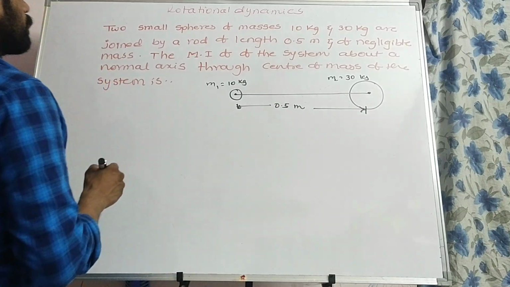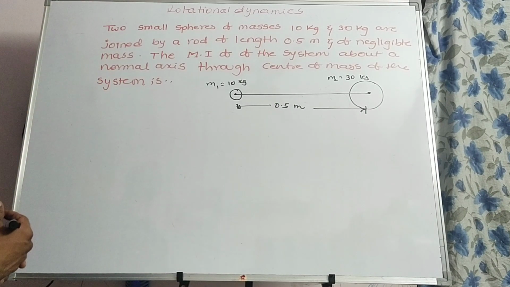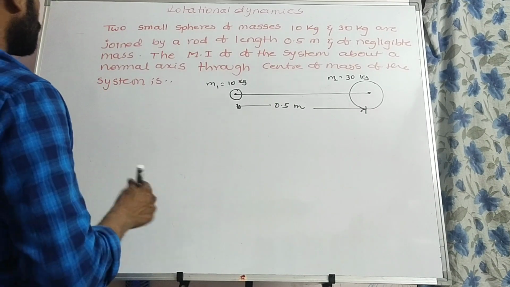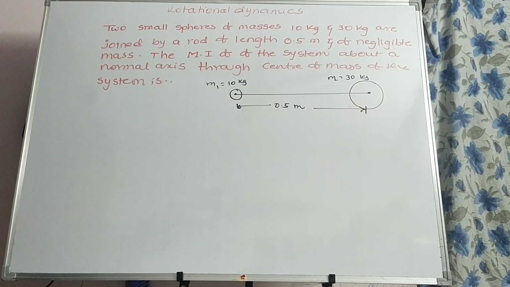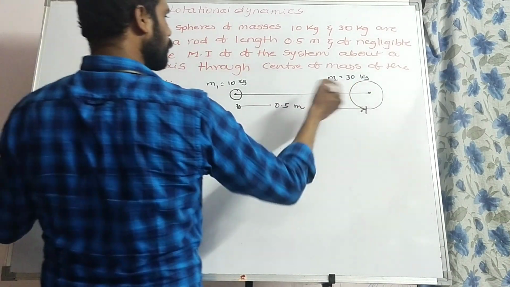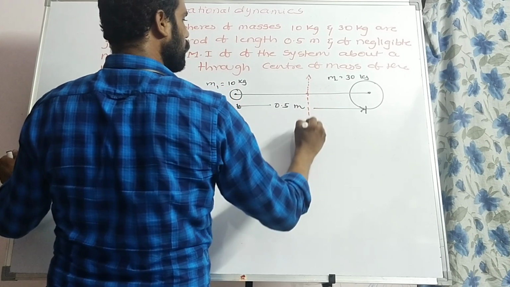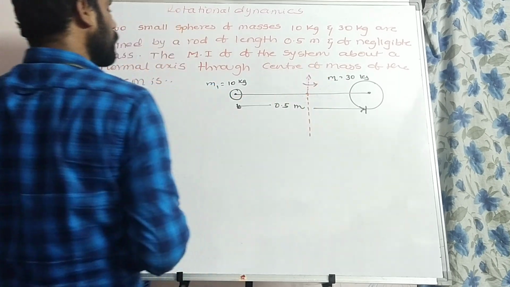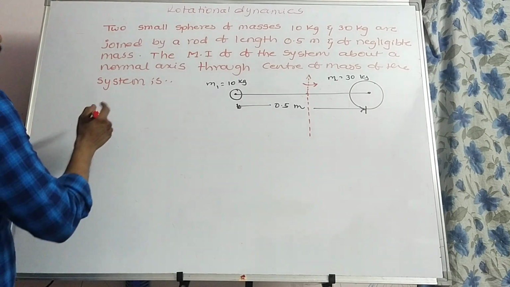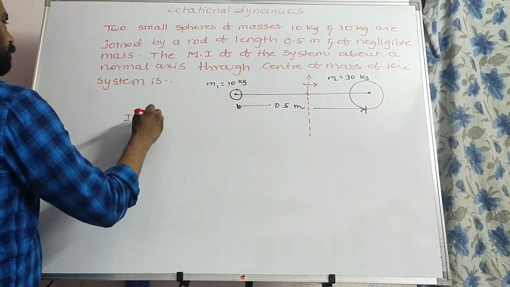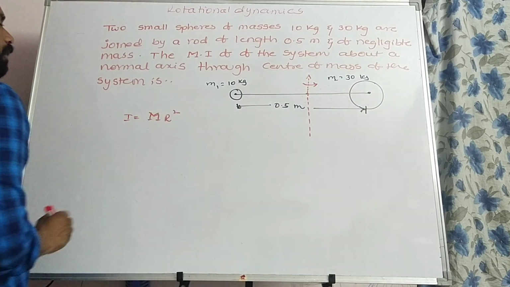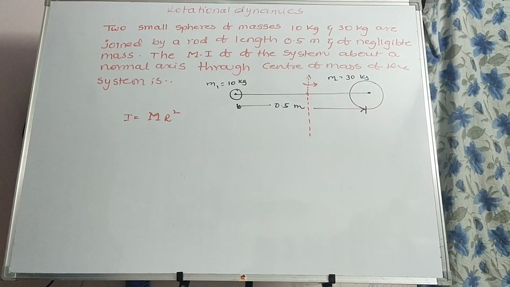Then the moment of inertia of the system about a normal axis through the center of mass of the system is. So let us consider here is the center of mass. Why? Because the mass of the rod is 0 now. So the center of mass will be located here. And let us consider that is the axis of rotation. And then I is equal to mr square, we have to take. So now here we have I is equal to mr square.